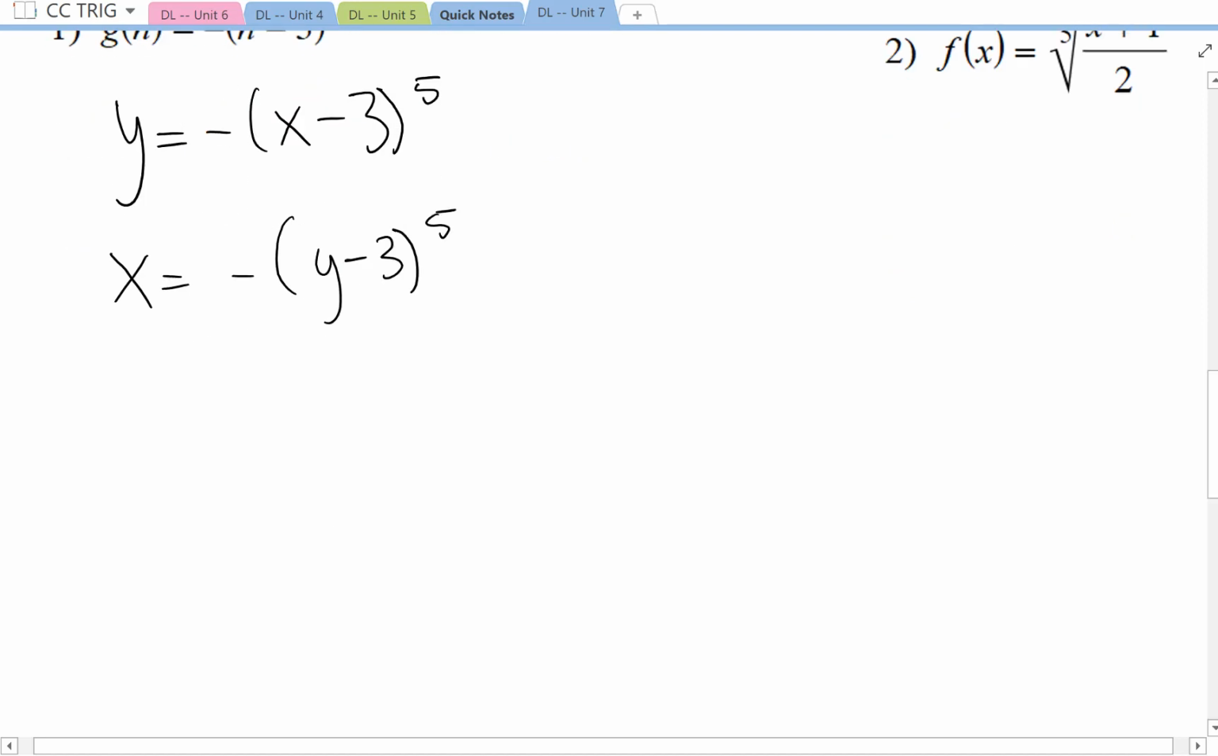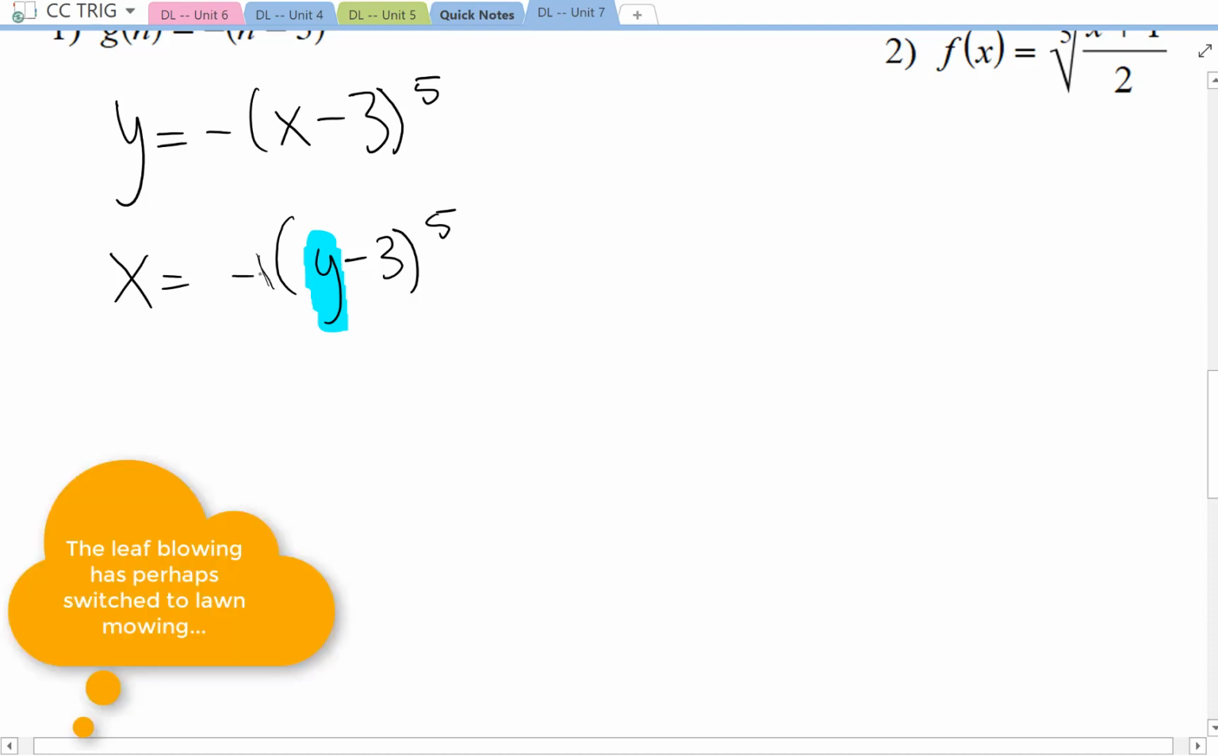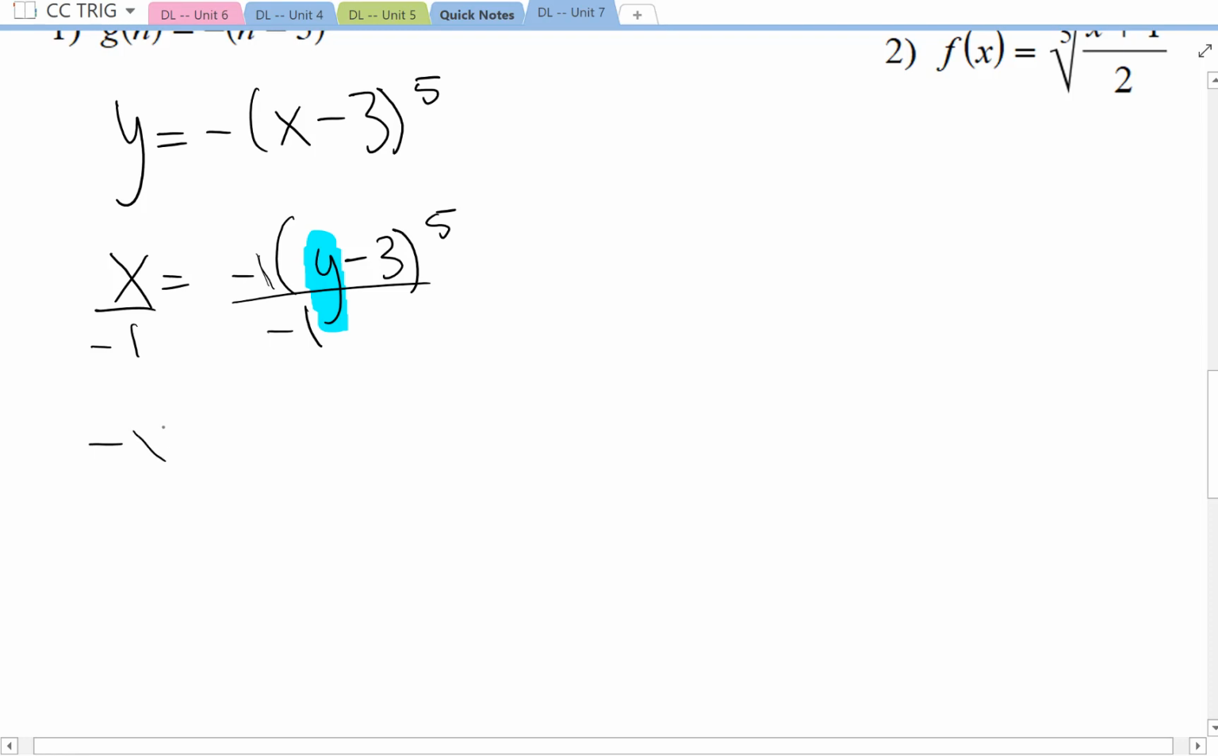We need to get y by itself, okay? The first thing I'm going to do is start furthest away from y, and I have a power of 5, and I have this -1 being multiplied in front. So first of all, I want to get this -1 out of the way. So I'm going to divide by -1 on both sides. x divided by -1 is just -x. So you have -x is equal to the quantity (y minus 3) to the 5th.